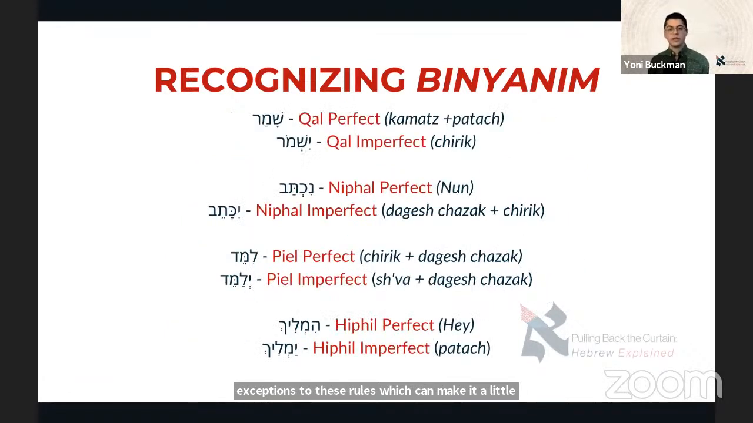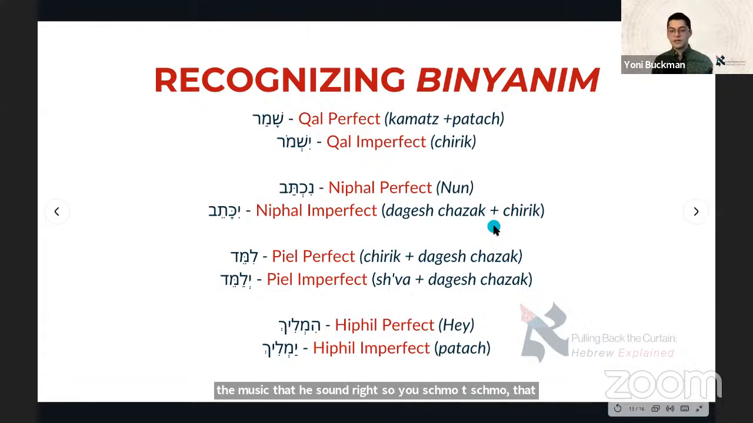The trickier ones, I'm just going to give you the four trickiest ones to identify in the imperfect here. Kal perfect, you always know because you have that a pairing, right? So katav, lamad, things like that. In the imperfect, it always starts with the chirik, that e sound, right? So yishmor, tishmor, that type of thing.